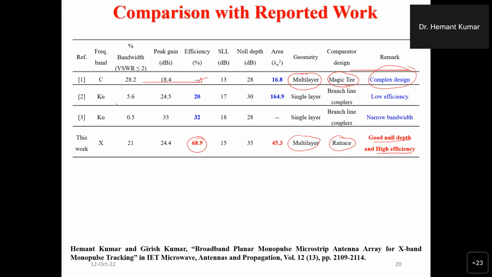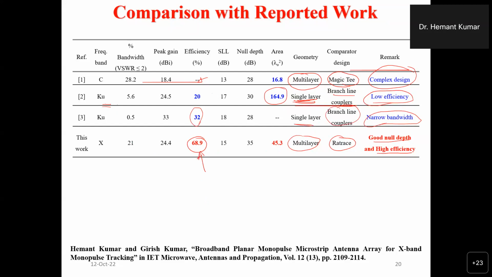Right. The second paper was working at Ku band, and there the area was very large, but this was a single layer only, and they were using branch line couplers as a monopulse comparator. The disadvantage was a low efficiency of that antenna. The third paper was getting an efficiency of 32% with a narrow bandwidth. The bandwidth was limited because one, they are using a single layer, and second, they were using a branch line coupler. In our case, we are getting more bandwidth, good null depth, and good efficiency also.